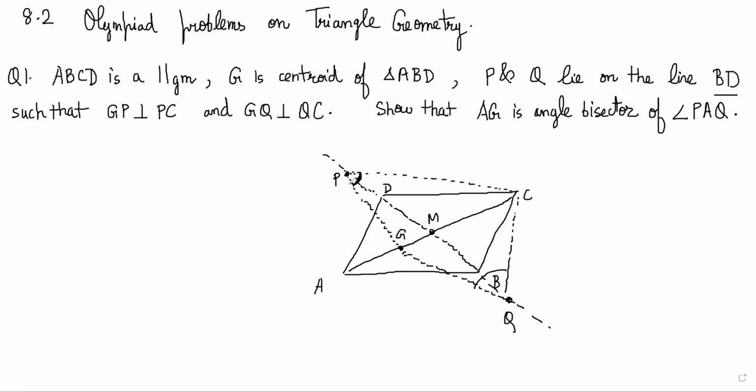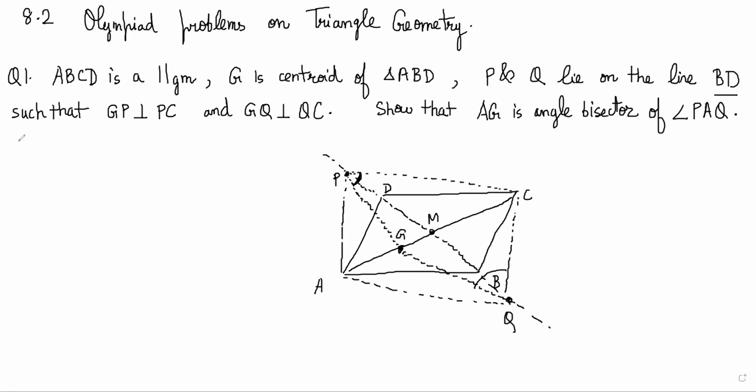This is D. P on BD and also Q on BD such that GQ is perpendicular to QC and GP is perpendicular to PC. And we have to show that AG is the bisector of angle PAQ. So if we roughly join it like this, we have to show that AG is the bisector of angle PAQ. The figure is obviously not accurate because I'm drawing by hand. You should try and draw a better figure using a compass and ruler.